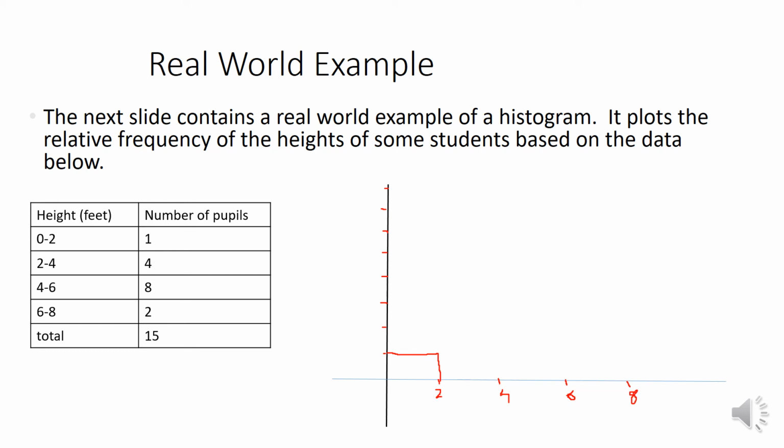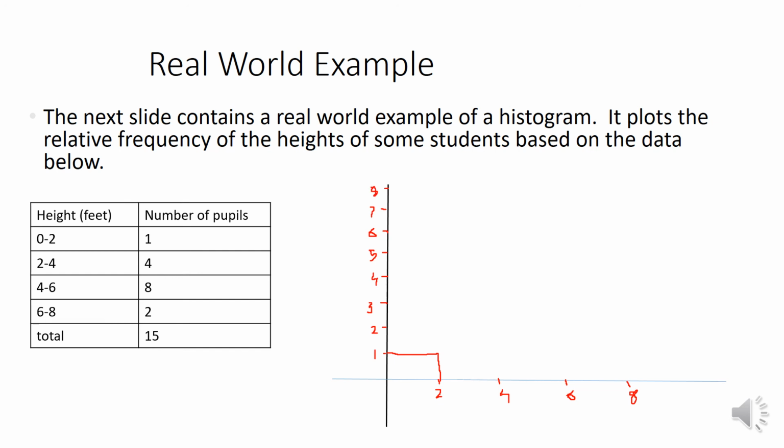On the x-axis I have used a scale: 1 centimeter is equal to 2 units. Now here we can define on the y-axis the frequency, which is the number of pupils, and I'm going to label this as 1, 2, 3, 4, 5, 6, 7 and 8.